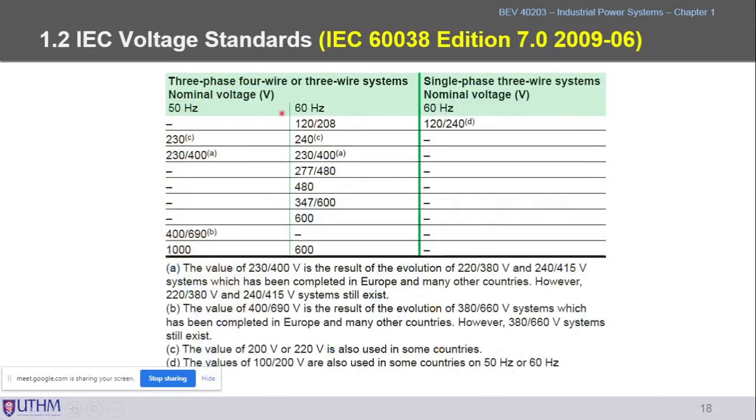Okay, so this is more or less about the IEC voltage standard. We are here, practicing 50 hertz and 230 volts. So that's why you have a description here: we are still in transition from 240 to 230.